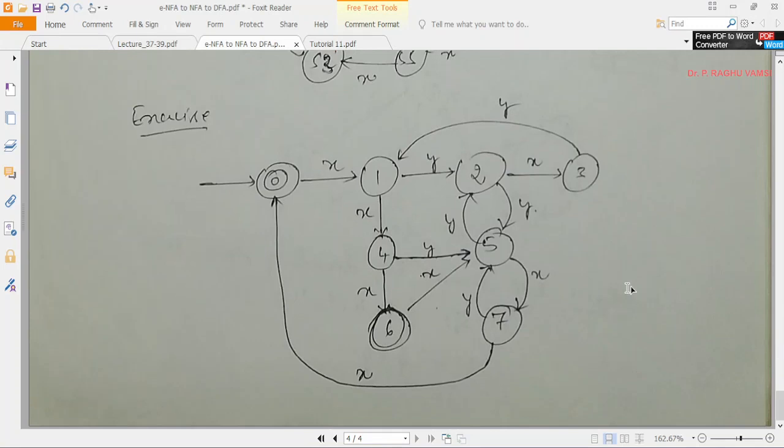And here is another example. You may make note of this. This particular DFA diagram consists of around 8 states: 1, 2, 3, 4, 5, 6, 7, 8. You may note it down and try to minimize this DFA using the subset construction method.